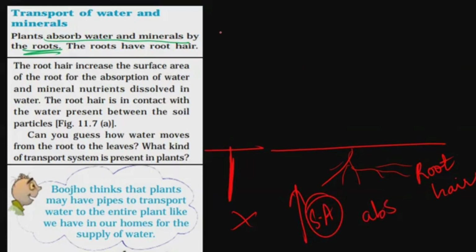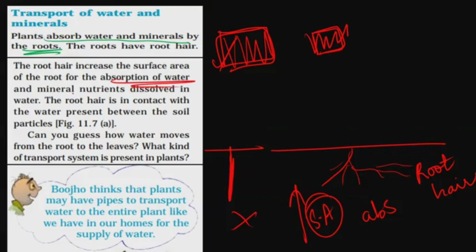If I have two materials which absorb, which will absorb more? Of course, this one, because it has more surface area and this has less surface area. Similarly, roots have root hairs. They increase the surface area for absorption of water and even mineral nutrients which are required by the plant. We need nutrients, and even plants need nutrients. Now this has absorbed the water. How will water move to the leaf?